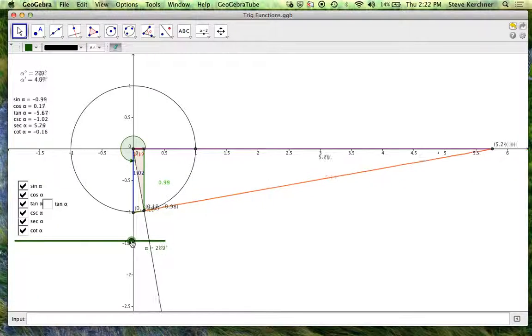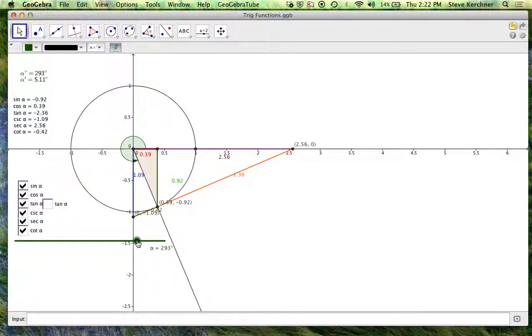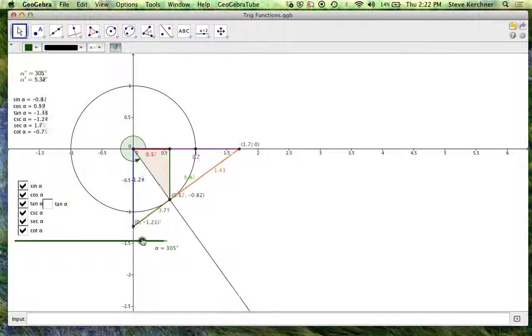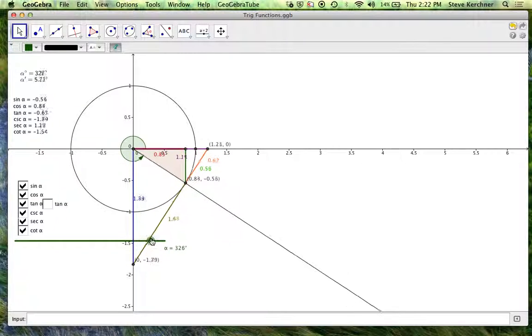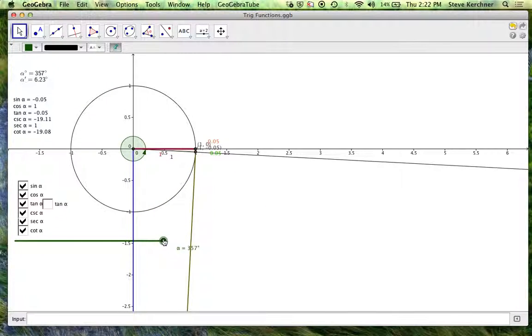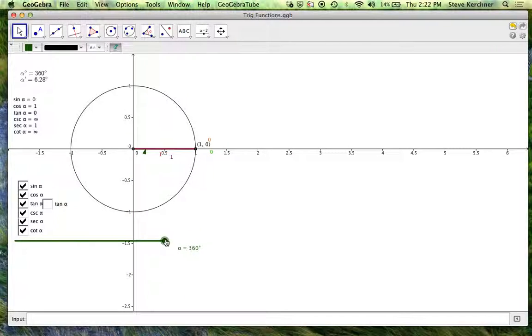Sliding into the fourth quadrant, we can see that the red line, which is the cosine, and the purple line, which is the secant line, the red line is growing in length. The purple line is decreasing because they're reciprocals once again, all the way to 360 degrees. At 360 degrees, cosine is 1, and the secant is 1.